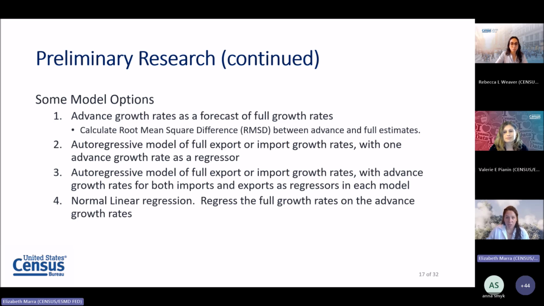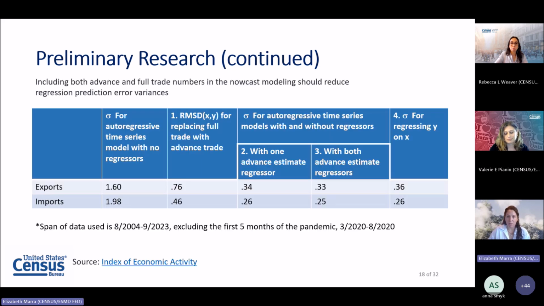The third model that we ran was an autoregressive model, again, of full imports or full exports, the growth rates, that is, with advanced growth rates for both imports and exports included as regressors. So this time, for example, if we would run an AR model for full exports, we added both advanced exports and advanced imports as regressors. Same thing for full imports. And then the fourth model is the normal linear regression, where we regress the full growth rates on the advanced growth rates. Let's take a look at some of the results here.